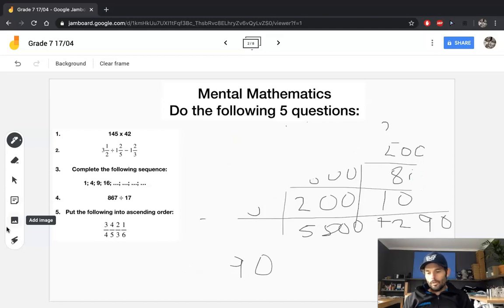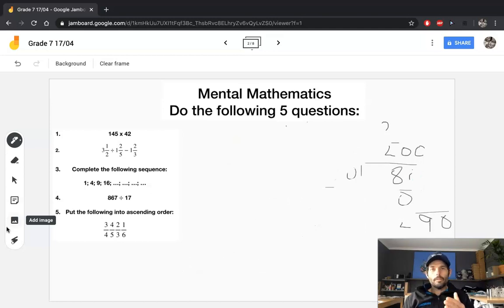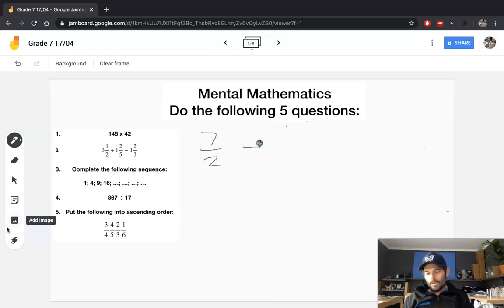So we've got 3 1/2, and I'm just going to write them as improper fractions straight away. So 3 1/2 is going to be 7 over 2, divided by another 7 over 5 this time. Okay, and then subtract 5 over 3.